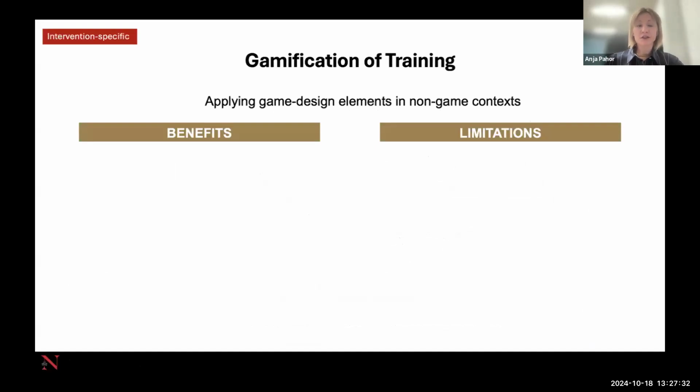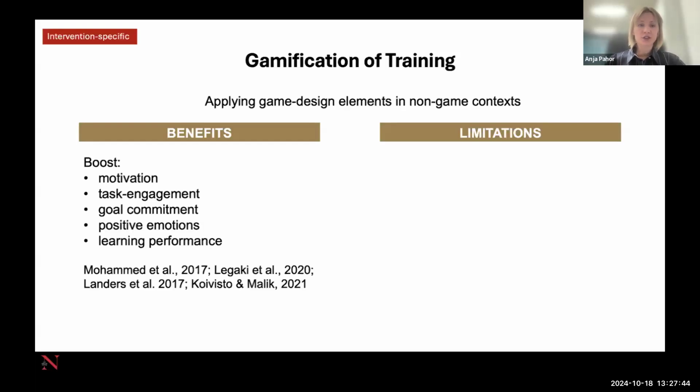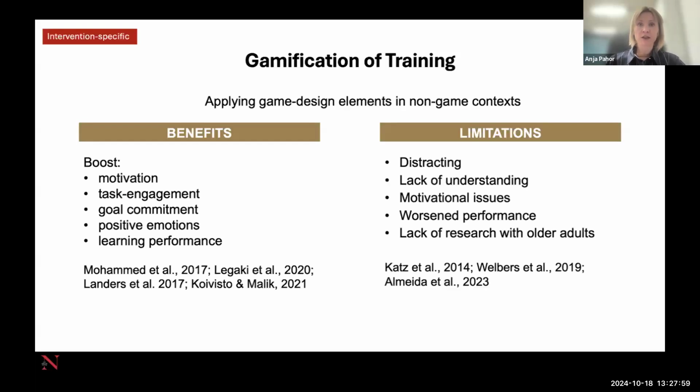And another factor, this time an intervention-specific factor that can affect learning, is gamification. So to boost engagement, standard cognitive tasks are often gamified. And research suggests that gamification can benefit motivation, it can induce positive emotions, and boost learning performance. But it's important to bear in mind that gamification can also have a negative effect. Especially if it's not applied properly.